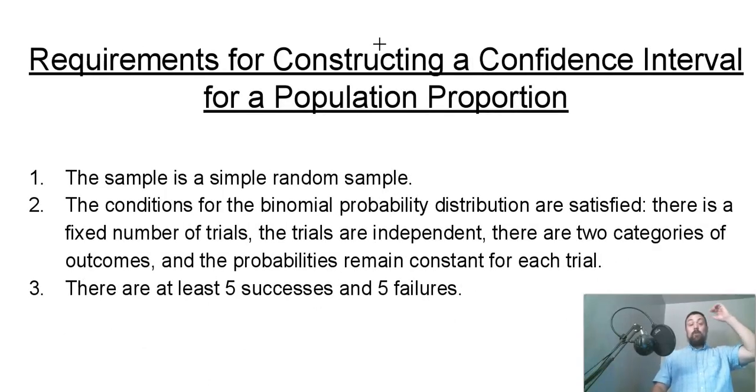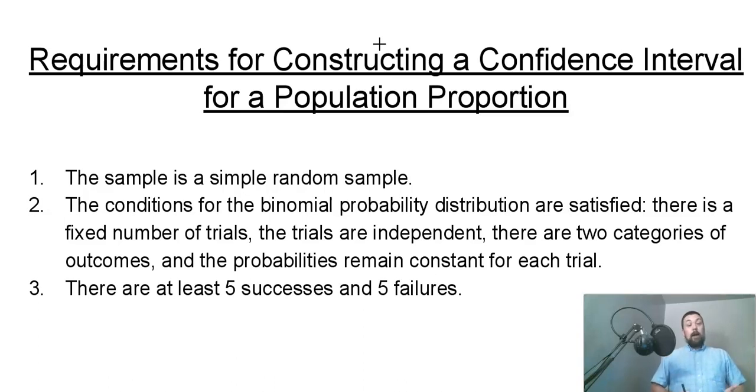All right. Now, in order to even be allowed to construct a confidence interval to estimate a population proportion, there are some requirements that have to be met. The sample that you're collecting has to be a simple random sample. The conditions for the binomial probability distribution must be satisfied. So that goes back to chapter 5. But remember, there were 4 conditions in order for us to have a binomial distribution. So again, that's why proportions and binomial distributions are very, very closely related.